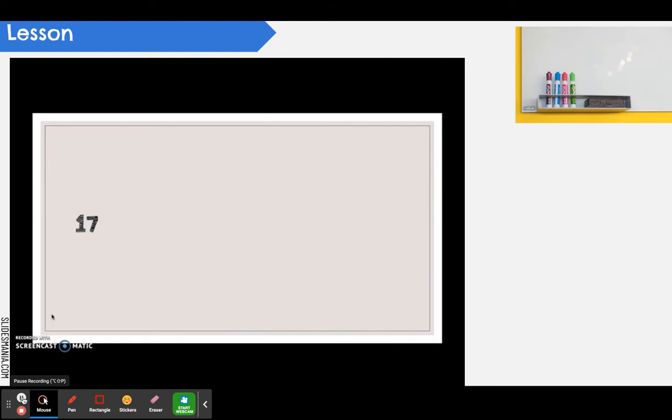Okay, we're going to play a little game. You can go ahead and put your marker down or your pencil if you're in your math journal, because we're going to play a game with 17. You don't have to write down any of these numbers. You're just going to have to find the right answer.